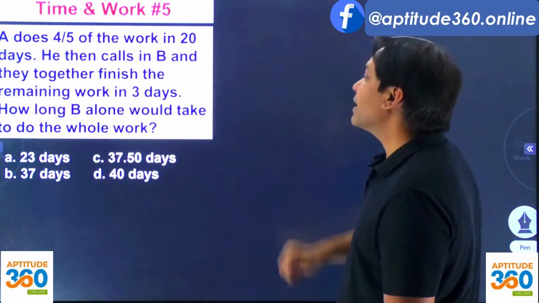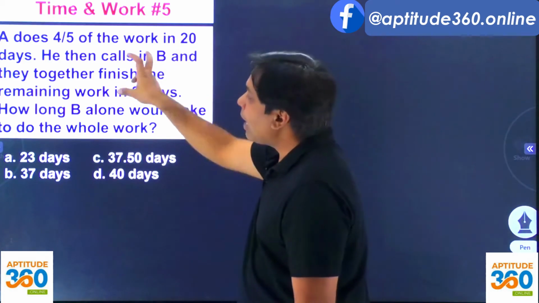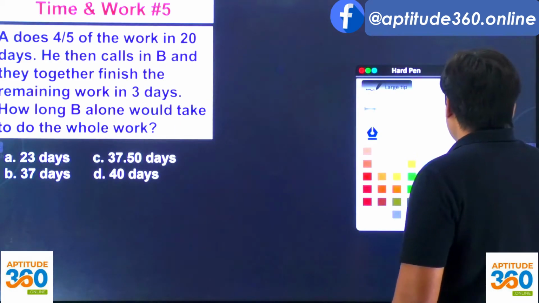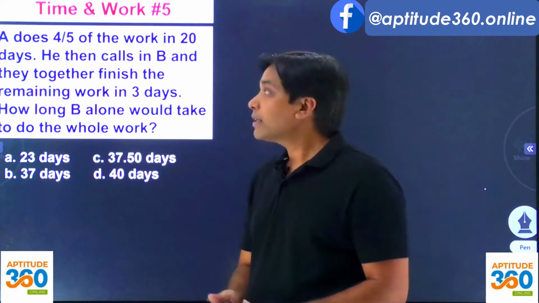ये थोड़ा कॉम्प्लिकेटेड है, एक दो लाइन ये लगेगा. सो इफ यू हैव दैट अंडरस्टैंडिंग, इसको यहां पे आप यूटिलाइज करो. देखो ये कैसे आप लगा सकते हो. दिस प्रॉब्लम सेज दैट A does 4/5 of the work in 20 days, right?